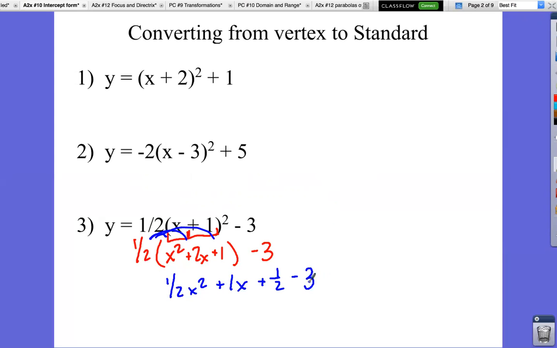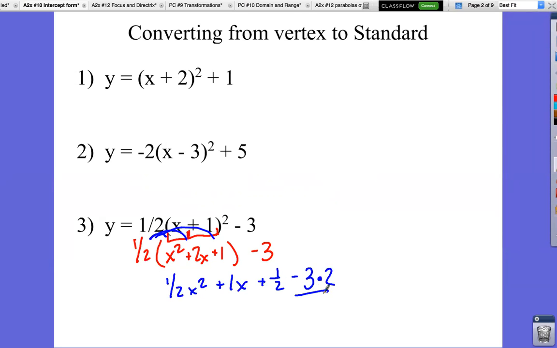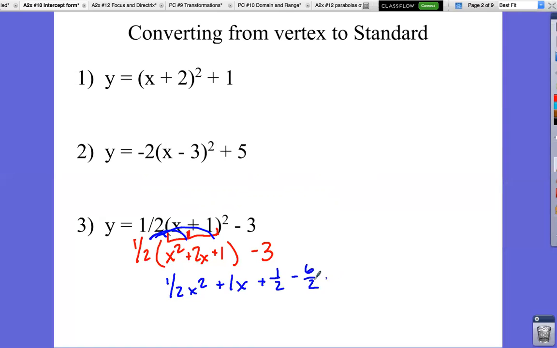In order to add or subtract fractions, you have to have a common denominator. So my denominator is a 2. If I multiply it by 2 and put it over 2, that's really going to be minus 6/2. Combine your like terms. My entire answer is this.